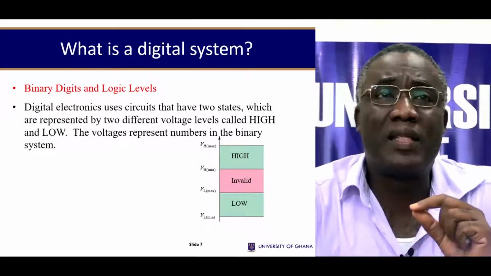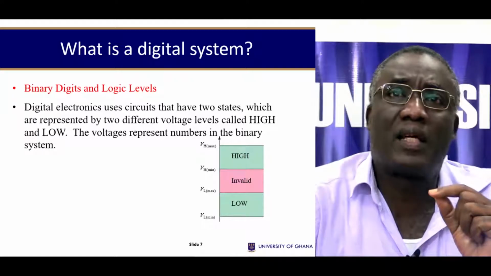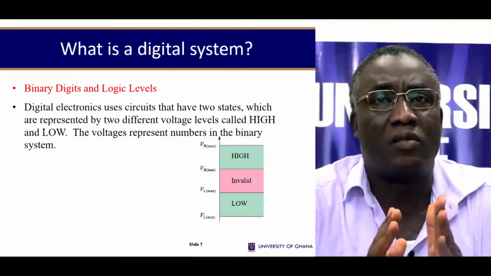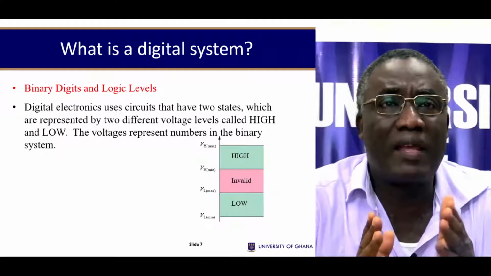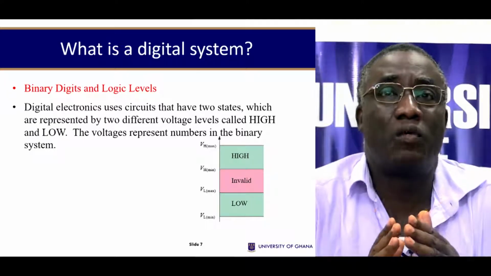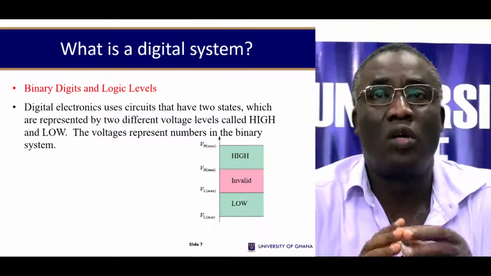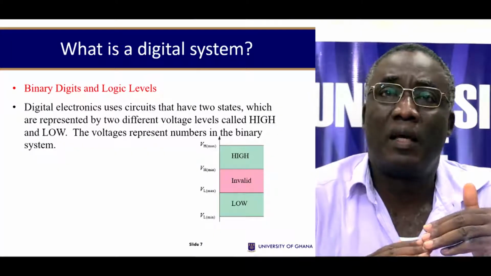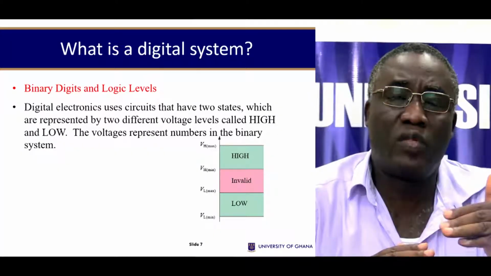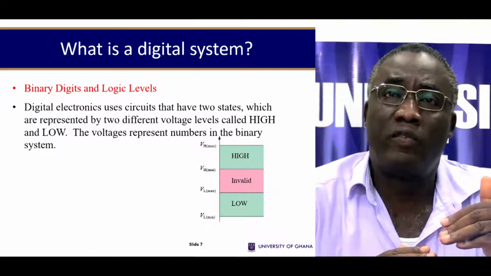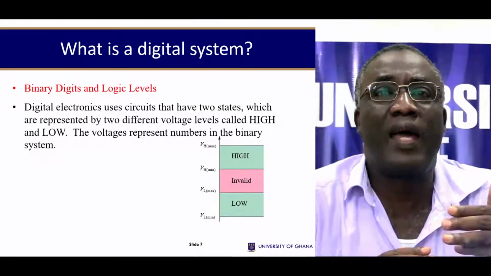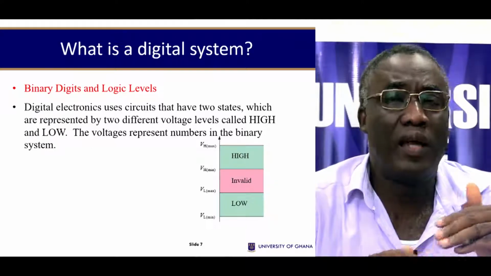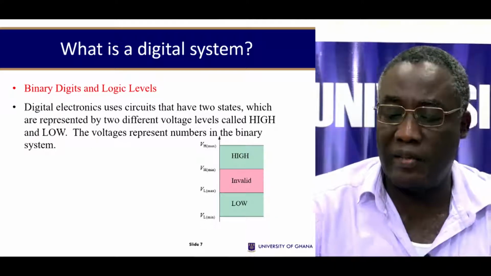Now, is it precisely 5 volts that accounts for high and 0 for low, or what? If you have a number like 3, the voltage is 3, then what is it? Is it high or is it low? We will say, for example, that if 5 volts is the limit, then anything between 4.5 and 5.5 is high. And anything between 0.5 and minus 0.5 is low. Anything in between then becomes an invalid value.